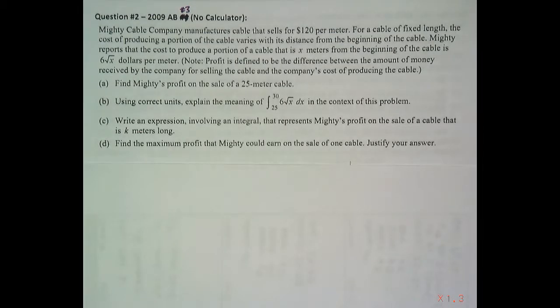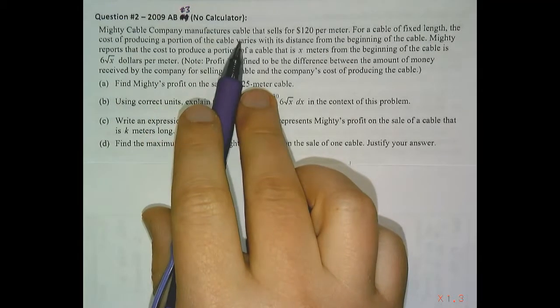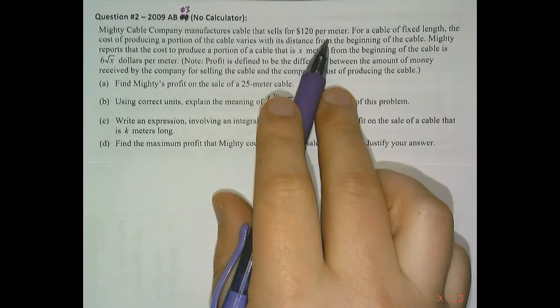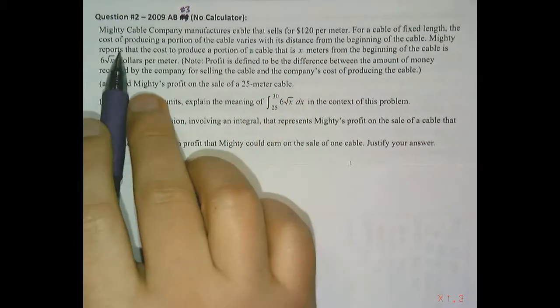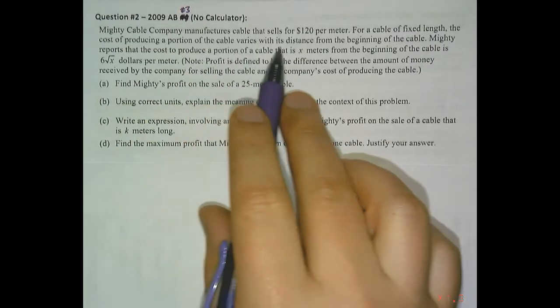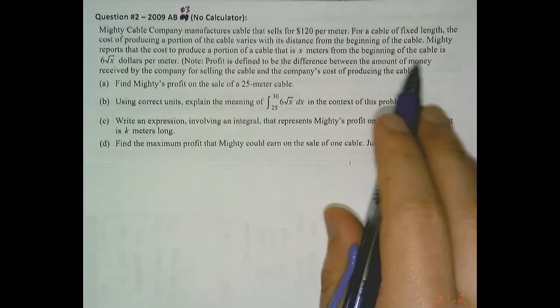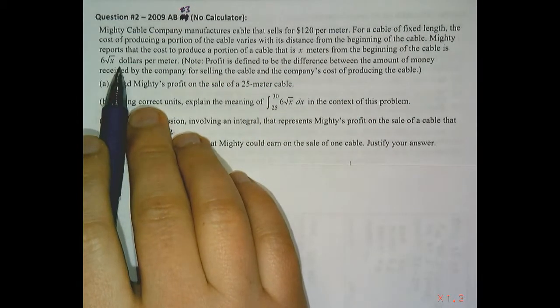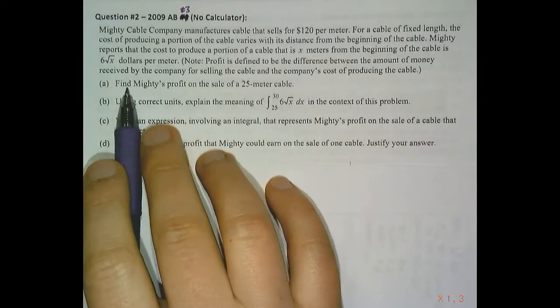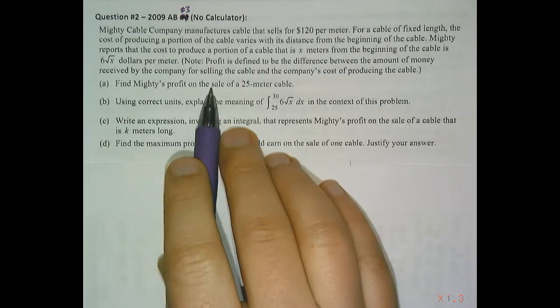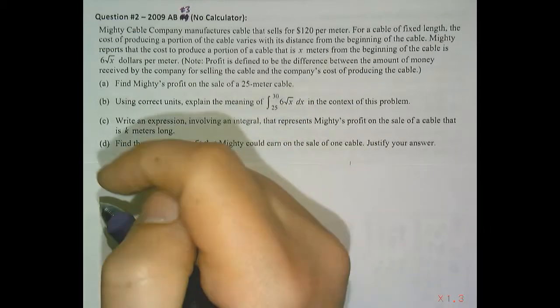But Mighty Cable Company manufactures cable that sells for $120 per meter. For a cable of fixed length, the cost of producing a portion of the cable varies with distance from the beginning of the cable. That's the rate here, 6 root x. You've read the problem. Part A: find Mighty's profit on the sale of a 25-meter cable.